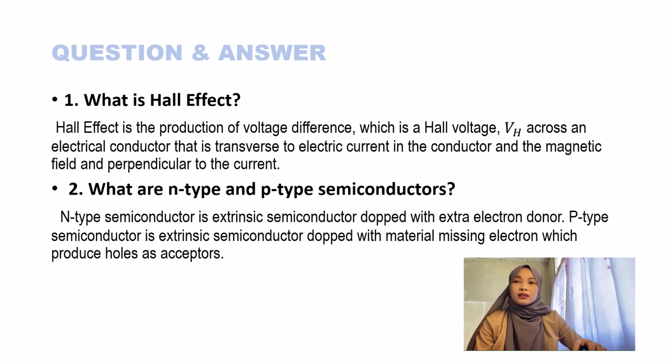So the second question is about what are n-type and p-type semiconductors. N-type semiconductor is extrinsic semiconductor doped with extra electron donor. P-type semiconductor is extrinsic semiconductor doped with material missing electron, which produces holes as acceptors.